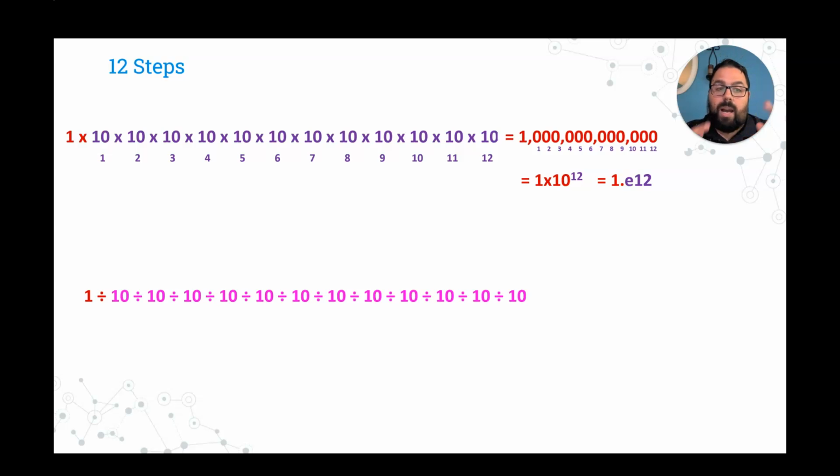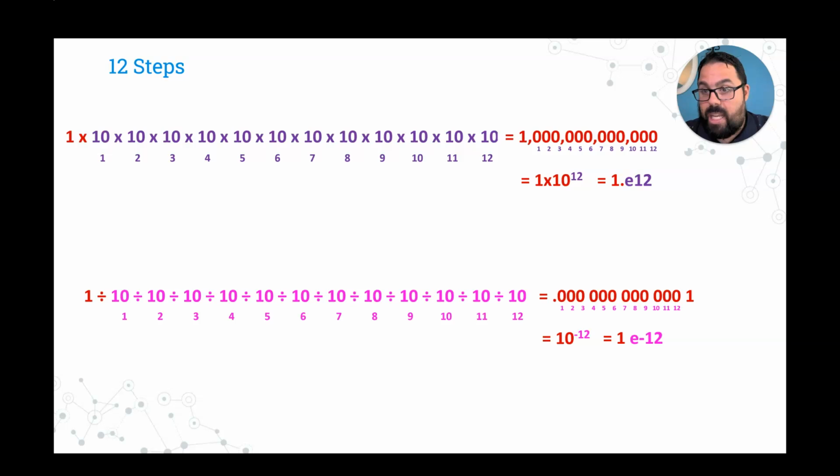And we know that we got a billion when you did this. When you divided, you got something small. And when I said 1 divided by 10, you already know that's a tenth. But if you repeat the process, you get a billionth. So it's literally the same thing in reverse. So the exponent is going to be 12, but this time it's going to be negative. And same thing with that E. It'll be E to the negative 12.